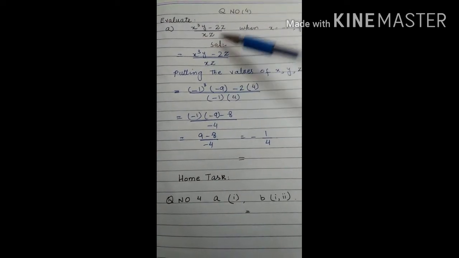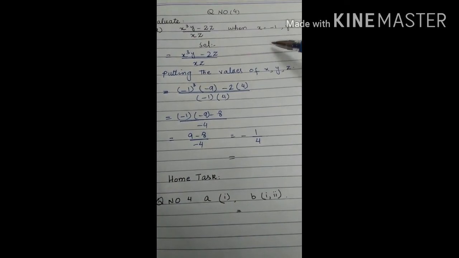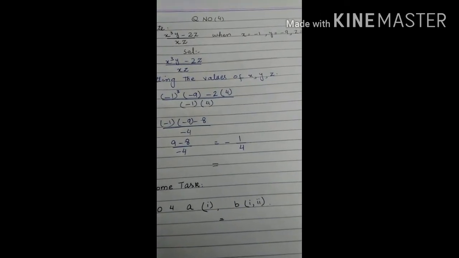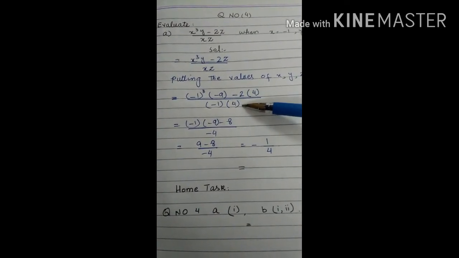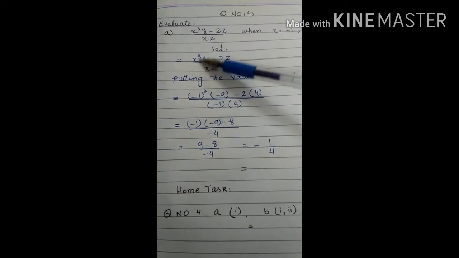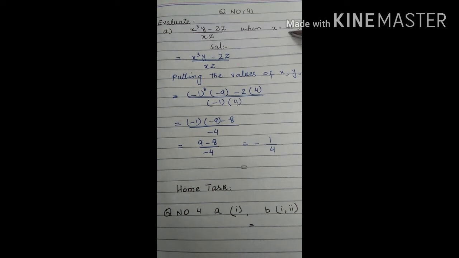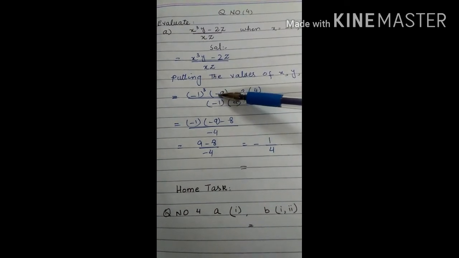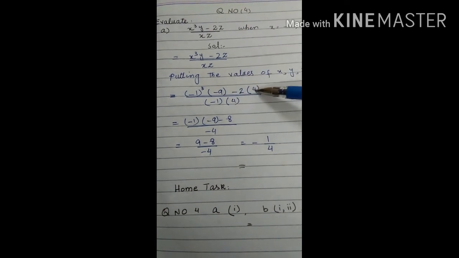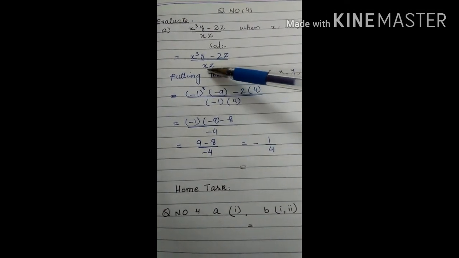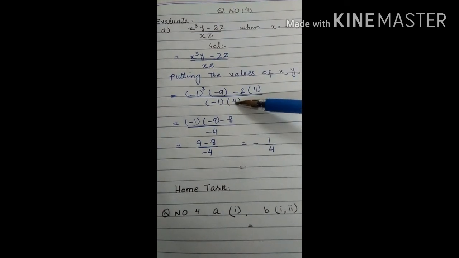x cube y minus 2z over xz. We have been given the values of x, y and z. Just put the values of these three variables in the expression. x is minus 1, cube, minus 1 cube. Put the value of x, that is minus 1. y is having the value minus 9. Minus 2 will remain as it is and z is having the value of 4. In the same way, in the denominator, x is having minus 1, z is having 4.